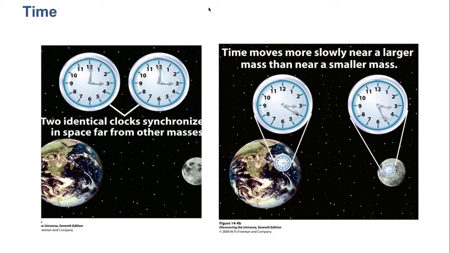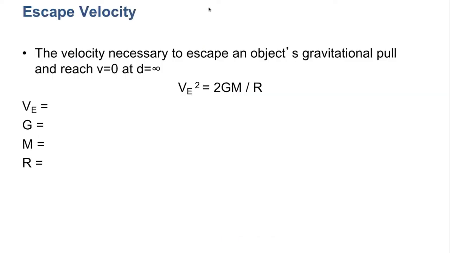Okay, there's one more concept that we need to understand before we can really get to black holes, and that's the concept of escape velocity. We've talked about this at some level before in this class, but let me remind you. So we know that if we throw an object up in the air, the gravitational force will slow it down, and eventually it will reach zero velocity, and then it will fall back down to Earth.